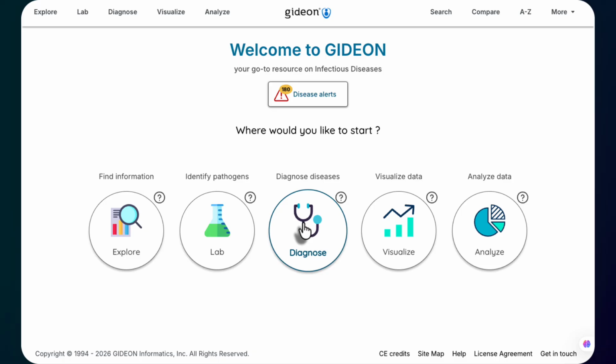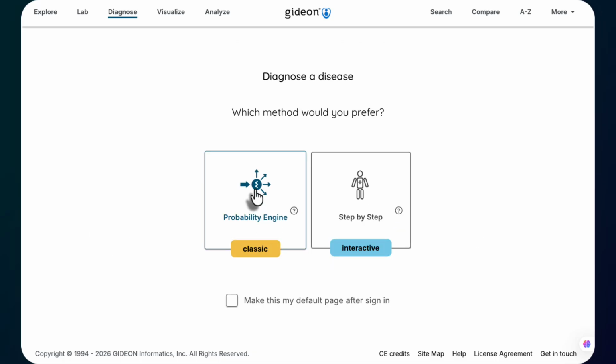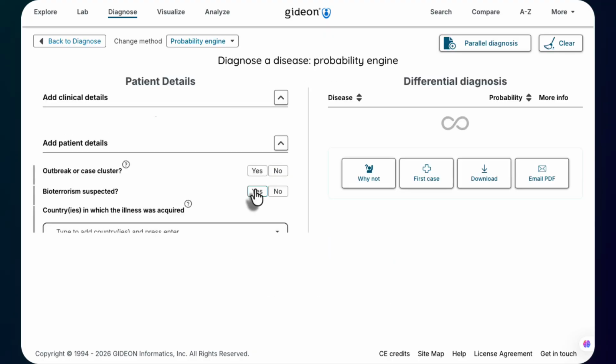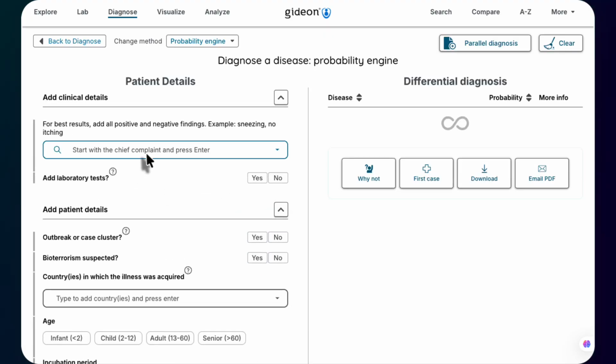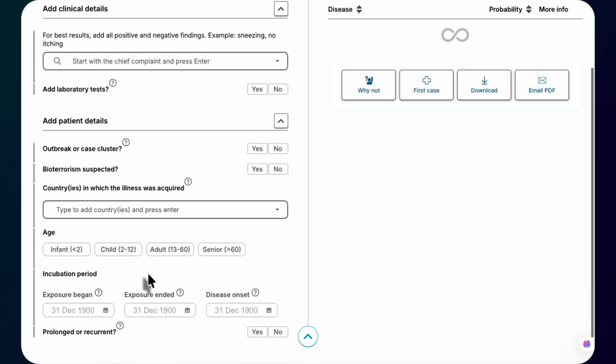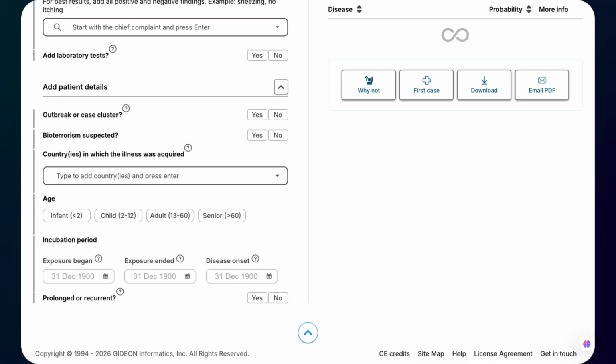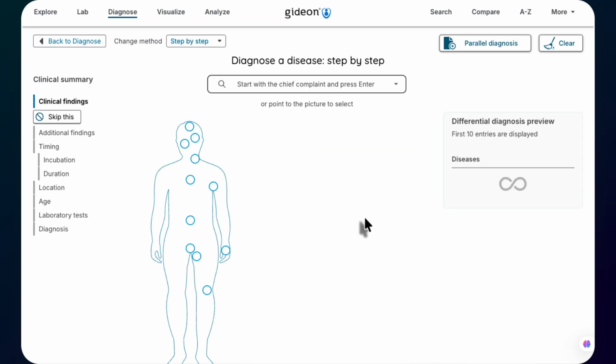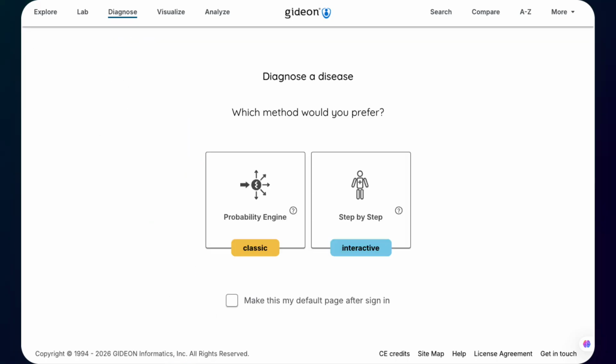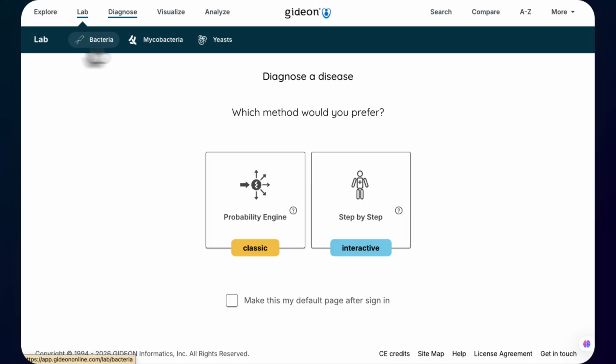You can talk about diseases, and you can actually diagnose a person. You can use the probability engine, where you add all the different parameters you know about the patient, or you can do interactive, where you look at the different symptoms, age, duration and location. Especially for parasitology, travel history is always really important. That's a fun one, and when we talk about case studies we will use that feature as well.